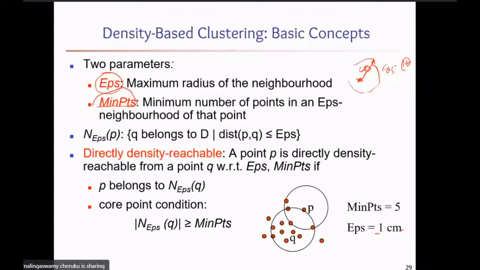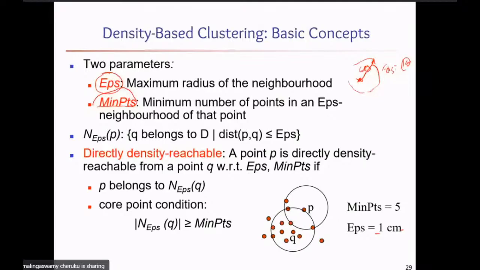Suppose in the epsilon neighborhood of Q, if you draw a circle with the epsilon radius, how many points are there? 1, 2, 3, 4, 5, 6, 7, 8, 9, 10 points are there, which is greater than or equal to the minimum. What is the minimum number of points you have defined? 5. It means that if, for any point, the number of points inside the circle drawn with the epsilon radius is more than the minimum number of points, we can say that it is a core point or some important point.